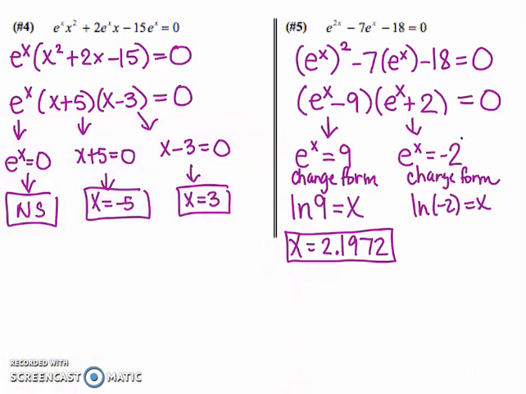E to the first power is e. E to the 0 power is 1. E to the negative 1 power is 1 over e. Remember, negative exponents make fractions. So there is no exponent that could turn a positive base into a negative number. Therefore, this equation has no solution. So we only have the one solution, x equals 2.1972.